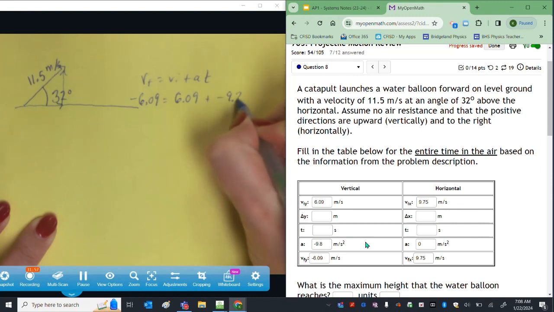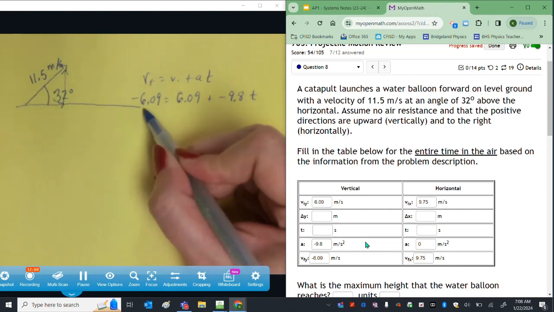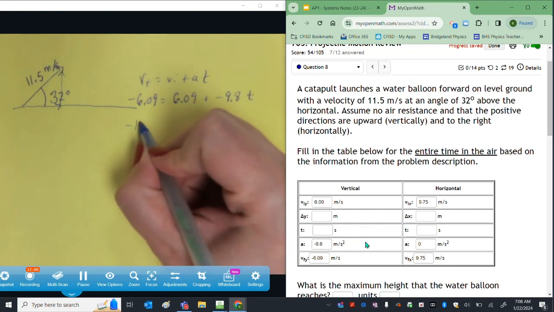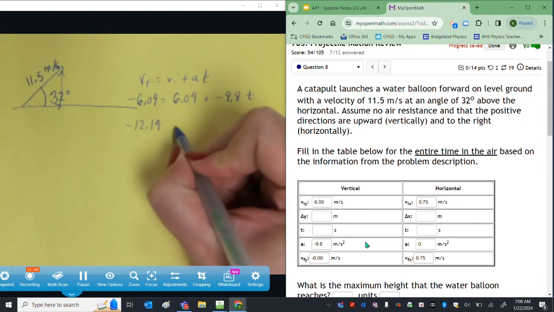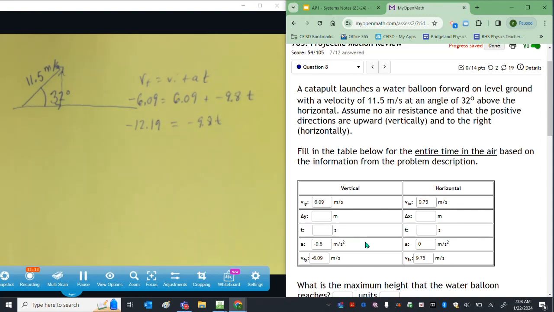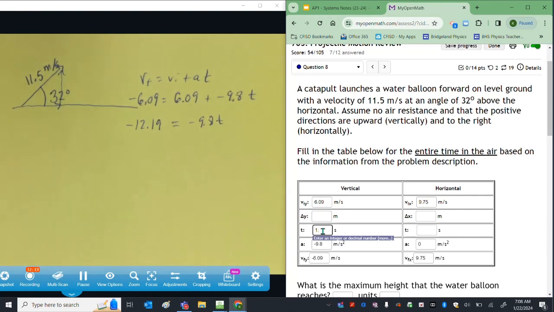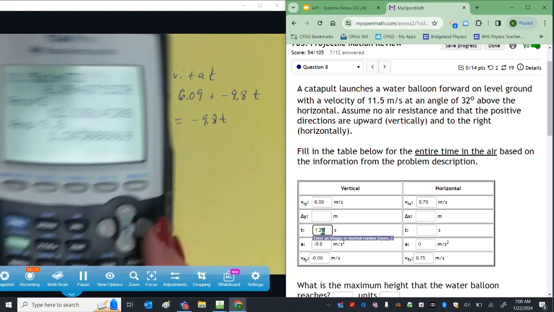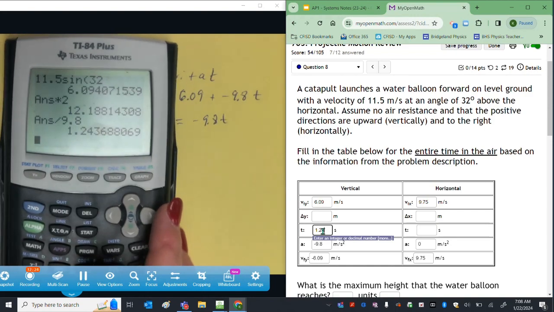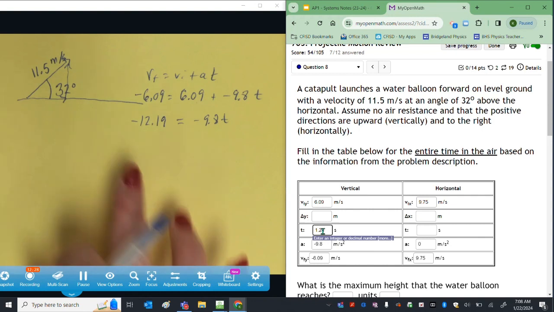So I have this, and so I'm going to subtract 6.09 from both sides, and I'm going to have negative 12.19 equals negative 9.8t. Divide that by negative 9.8. The negatives will, of course, cancel, and my time will be 1.24. Again, I'm using unrounded values on my calculator screen, so that if you're wondering why 6.09 times 2 gave me that, that's why, because I'm using the unrounded value.